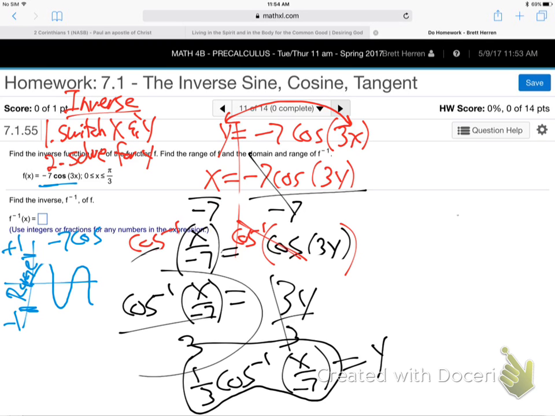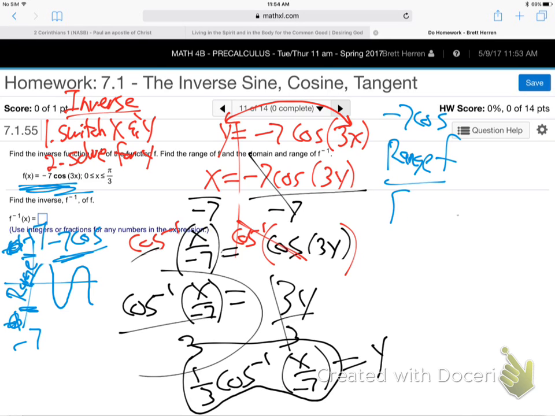Amplitude. It makes it go up 7, down 7. The minus just flips it upside down, but I don't really care about that right now. It would make the top become +7 and the bottom become -7, and it'd be upside down, but who cares? It would make the range go from -7 to +7. So that's our first answer. The range of our function f, the -7 cosine thing, is from -7 to +7.